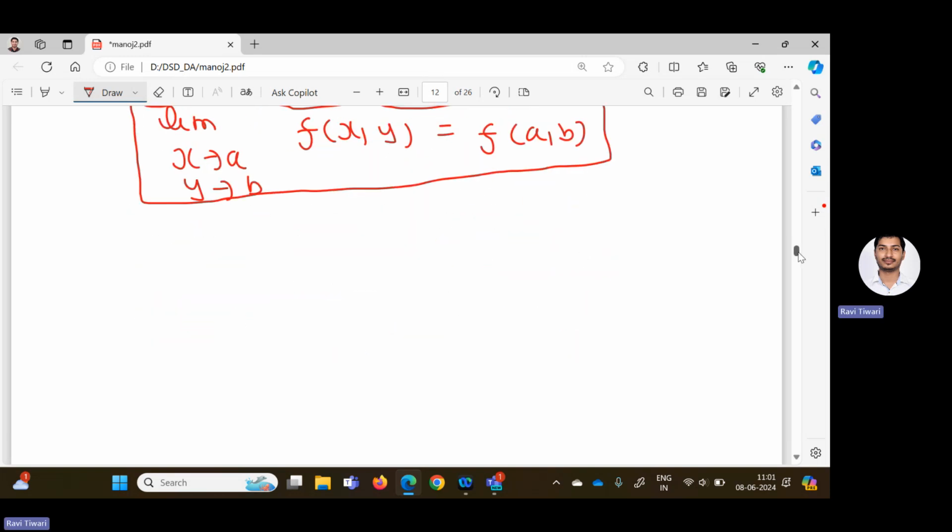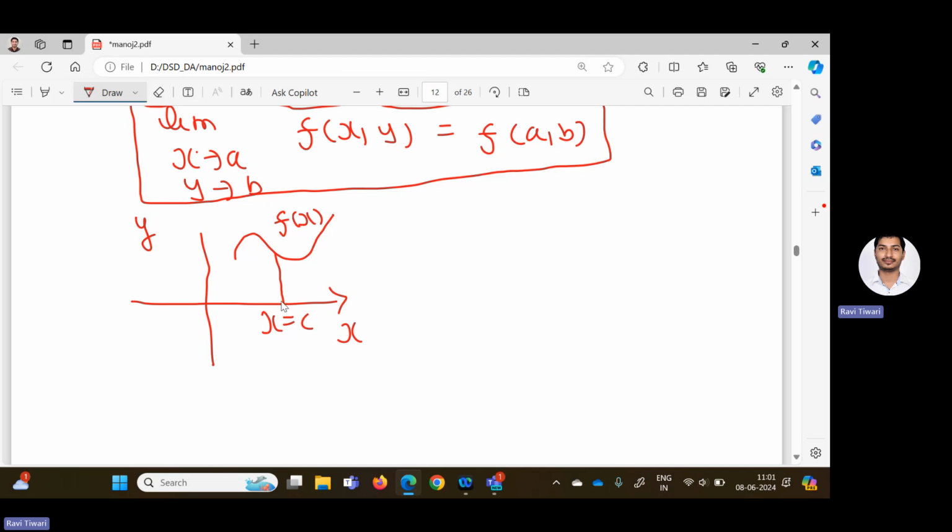Next concept, which is more important. Here I have written limit. So what is the difference between limit in one variable and limit in two variable? Let me discuss it properly. Consider this is the X-axis, this is the Y-axis, and suppose we have some function f of x, and we have to discuss the limit at x equal to c.